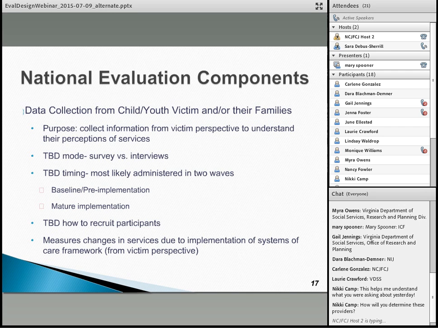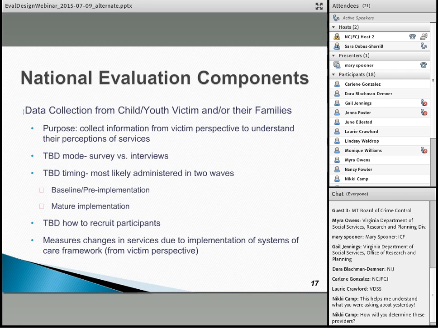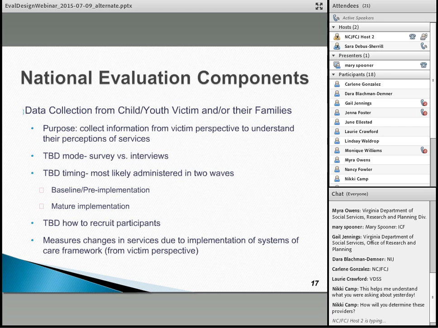It will most likely be administered in two waves, again, immediately prior to implementation and then at the end after implementation is considered mature. And this will be similarly measuring those changes in services due to the grant, but from the victim perspective.